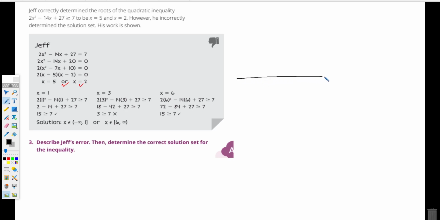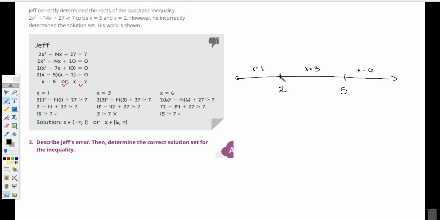His mistake, and I'll show you over here on the side. So he's found out that 5 and 2 are the two locations that it worked for. And this is the reason I always do it where I show it on a number line like this. And so he chose a number. He chose x equals 1 for this area, x equals 3 for this section, and x equals 6 for this section. It doesn't matter what number you choose.